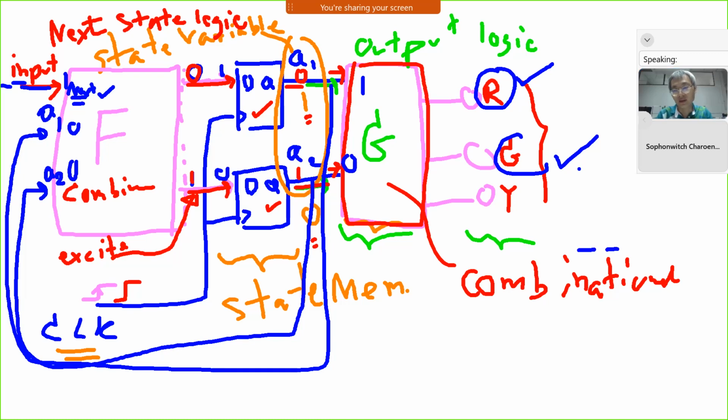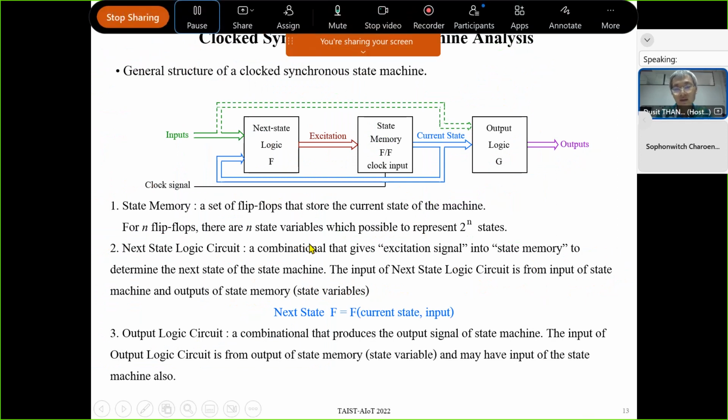Okay, that's just the main concept. The structure of the clock synchronous state machine that we will study is composed of three main blocks, namely the flip-flop that is used to memorize the state, output logic G, and next state logic F.